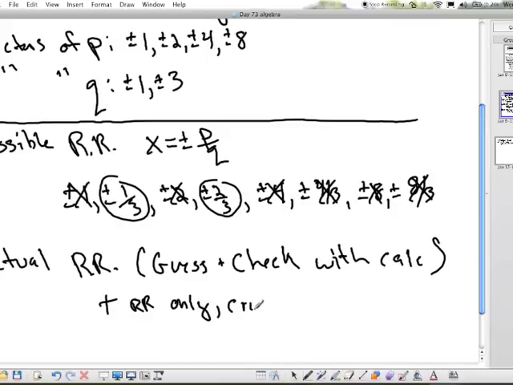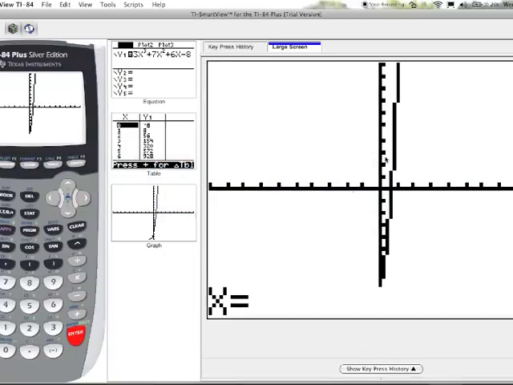Why? Because it crosses the positive x-axis only. I should say the graph does. And again, the graph crosses the positive x-axis. It's the only intercept that we see. Therefore, it's the positive root.